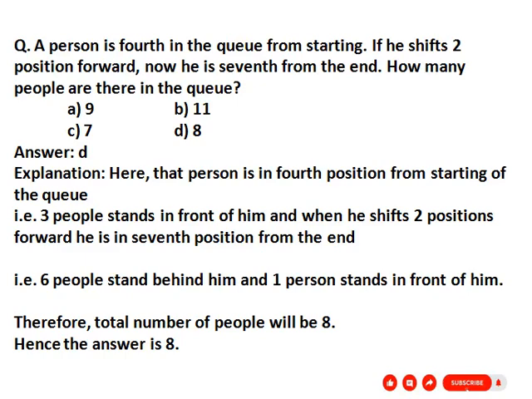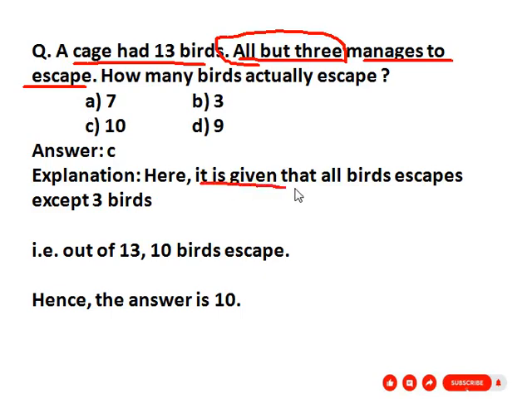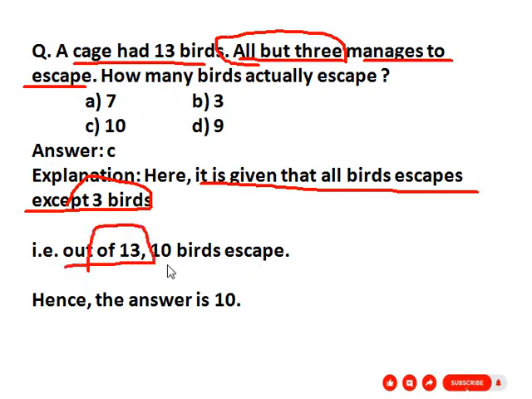Our next question is: a cage had 13 birds. All but 3 manage to escape. See the sentence, all but 3 manage to escape. How many birds actually escape? See the explanation here. It gives that all birds escape except 3 birds. That is, out of 13 birds, 10 birds escape.